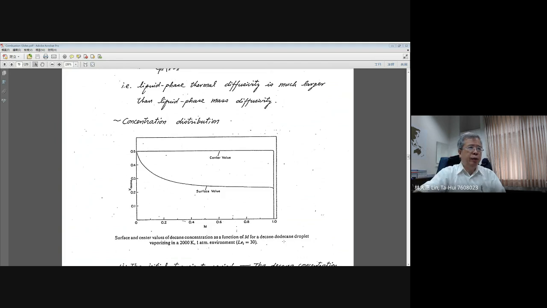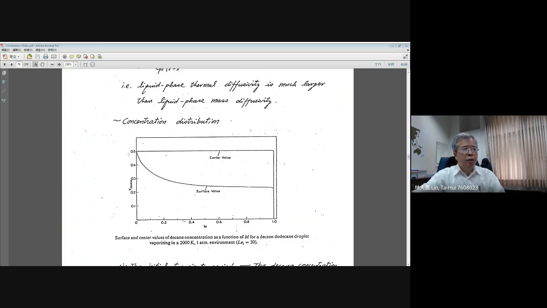Okay, and this simulation will tell you, if you mix this decane and dodecane by 50%, then this figure tells you the concentration of one of the components, decane. Okay, and the change with the M represents how much mass has evaporated. You can treat it as the time change. Starting from 0, the initial time, and finally they finish their gasification. And at the initial time, the mole fraction for decane is 0.5. That means 50%. The other 50% belongs to dodecane.